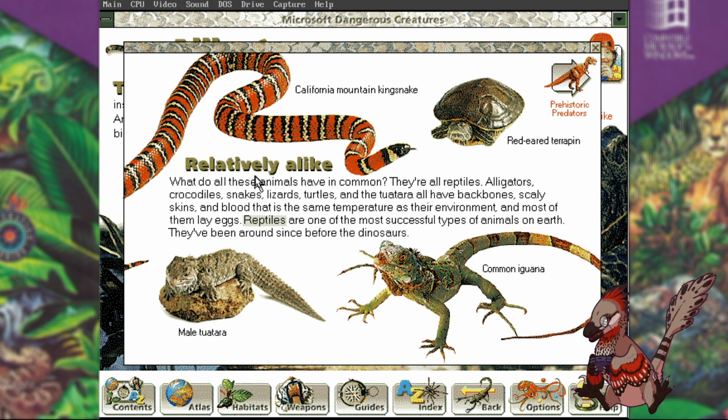And if it was a king snake, I believe earlier we learned that king snakes aren't venomous, so this one is a friendly boy. Red-eared terrapin, a male tuatara, I guess, and a common iguana. What do all these animals have in common? They're all reptiles. Alligators, crocodiles, snakes, lizards, turtles, and the tuatara all have backbones, scaly skin, and blood that is the same temperature as their environment, and most of them lay eggs. Reptiles are one of the most successful types of animals on Earth. They've been around since before the dinosaurs. Wow, they're older than me!